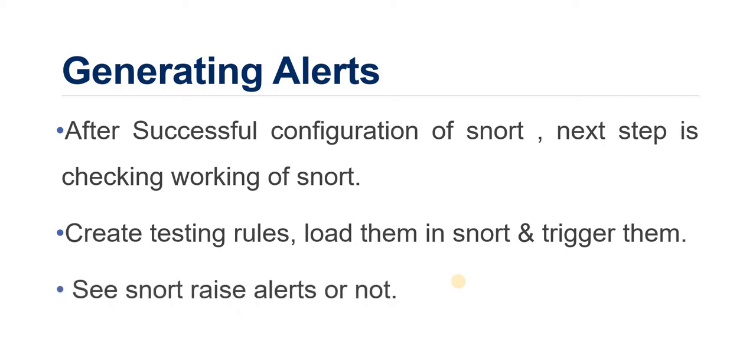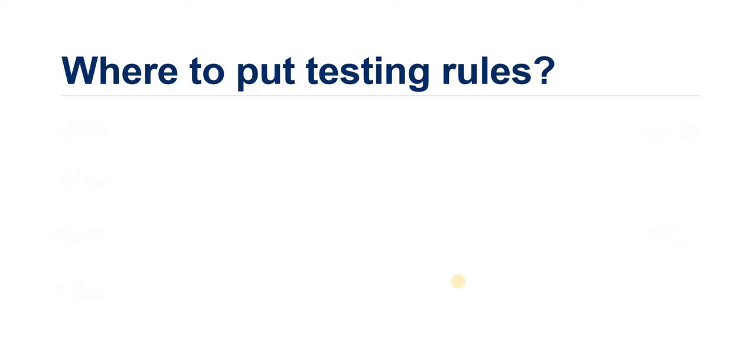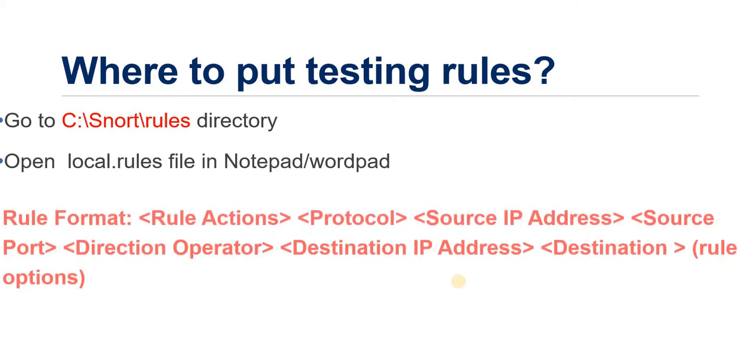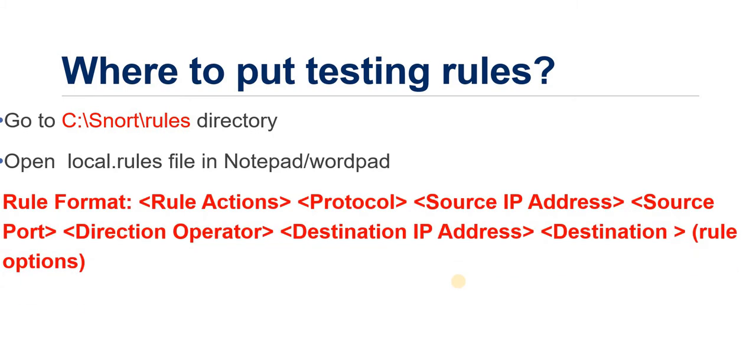So see whether Snort raises the alert or not. You have to check whether Snort raises the alert for your testing rule or not. So where to put the testing rules? You have to go to the C:\Snort\rules directory. Open the local.rules file either in Notepad or WordPad, and you have to write a rule.